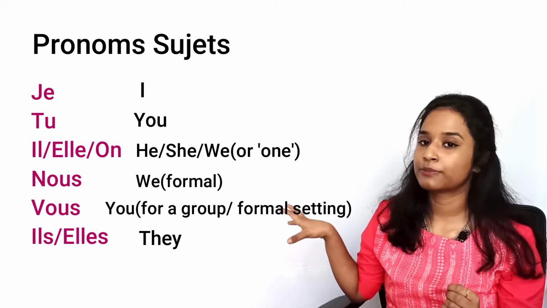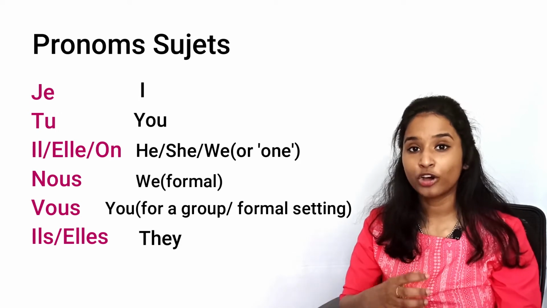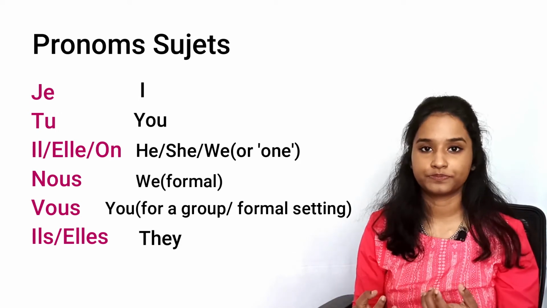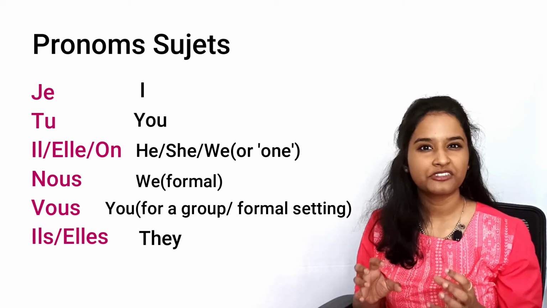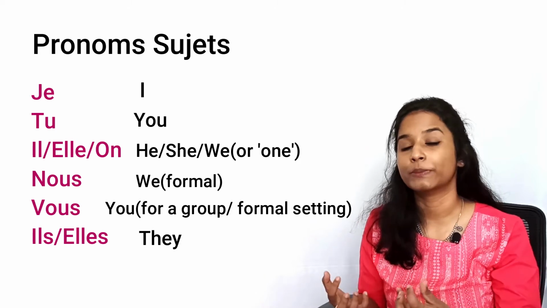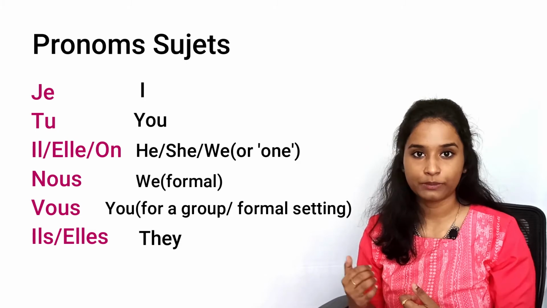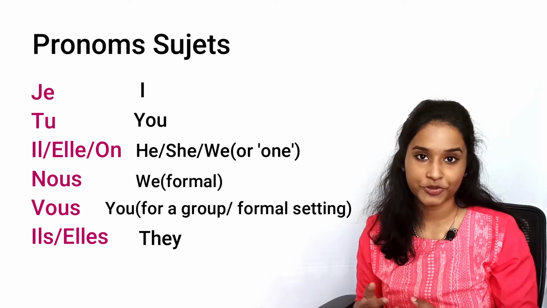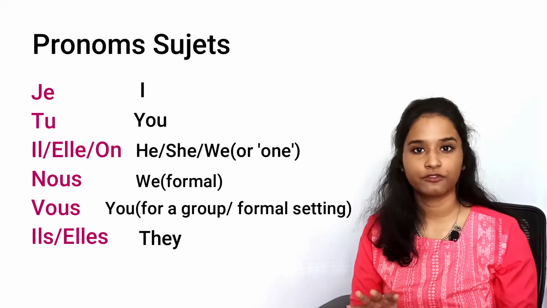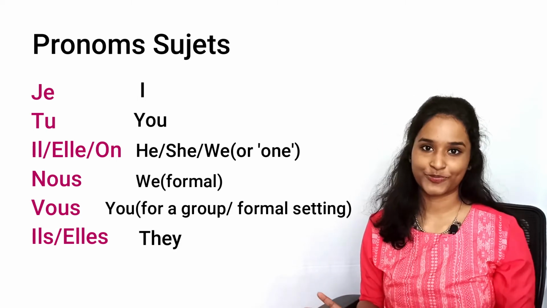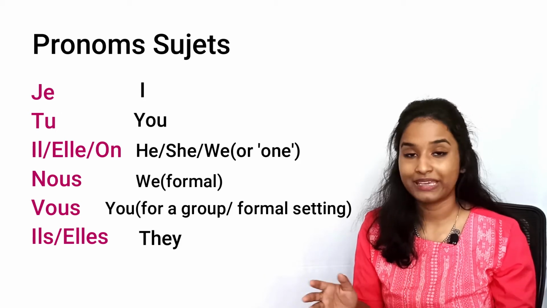So ils, in plural, means they, and you're referring to a group of men or a mixed crowd, men and women. Elles, plural, is they, but it refers only to a group of women. So if there are 99 women and there's one man in the group, it'll be ils. Okay? It will not be elles. It doesn't depend on majority. It depends on if there's a man in the group or not. If there's a man in the group, and even if that's a small baby, then it'll be ils.